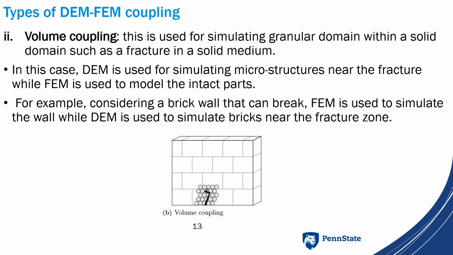Through iterative data exchange algorithms and possibly mesh adaptation techniques, volume coupling enables the simulation of coupled physics phenomena across the interface, allowing for accurate representation of complex interaction between solid structures and granular material. This technique finds application in various engineering fields, including civil, mining, pharmaceutical, and material science.